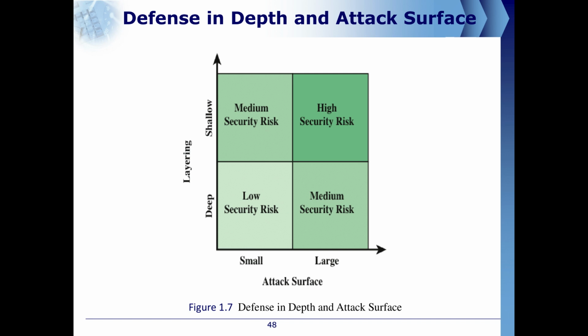Defense in depth and attack surface. In Figure 1.7, security risks are categorized based on defense depth and attack surface size. Low risk exists when defense is deep and the attack surface is small. Medium risks occur when defense is deep with a large attack surface, or when defense is shallow with a small attack surface. High risk is associated with shallow defense and a large attack surface.